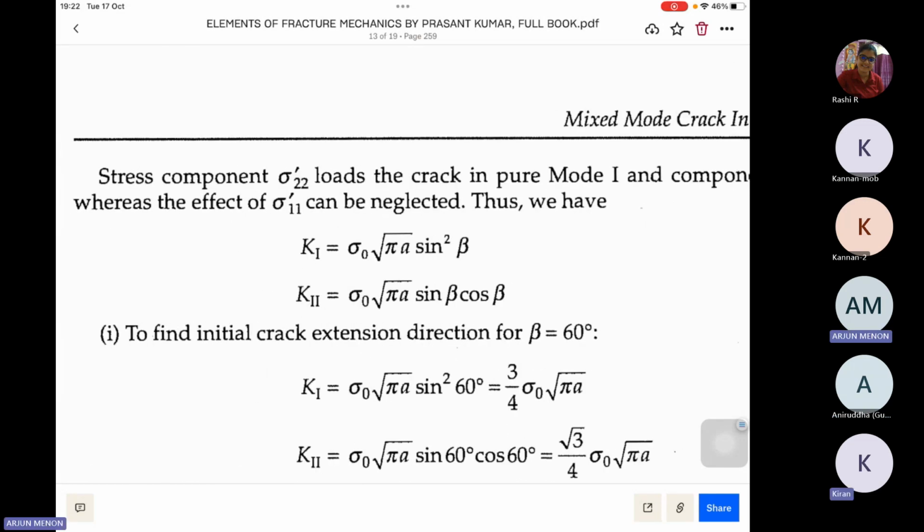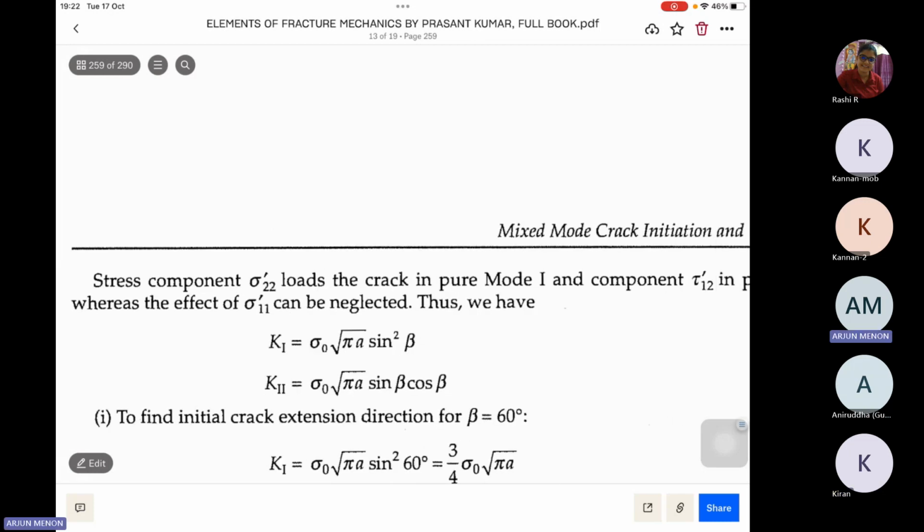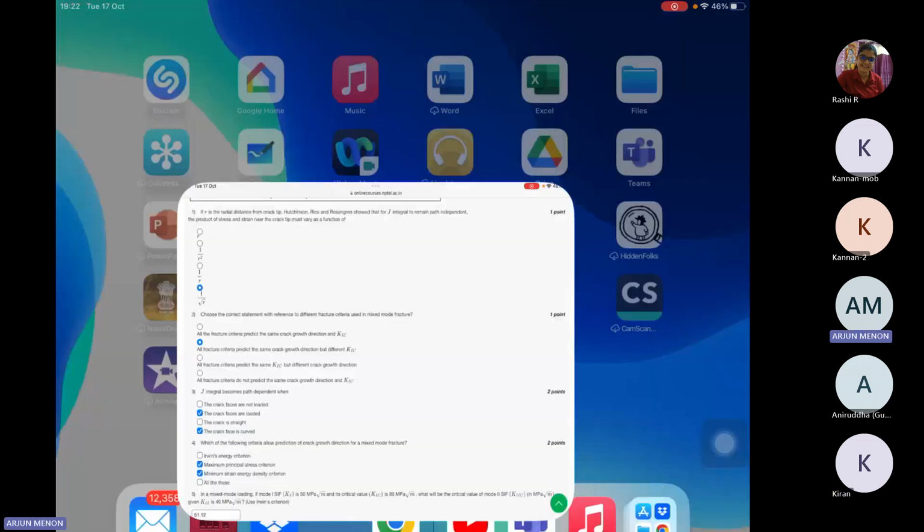I think I am unable to post this one in this chat itself. I don't know why it is not allowing me to. No, I think in this, what is that? One second.